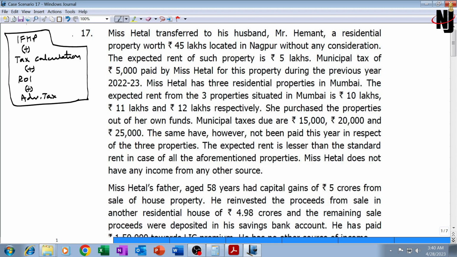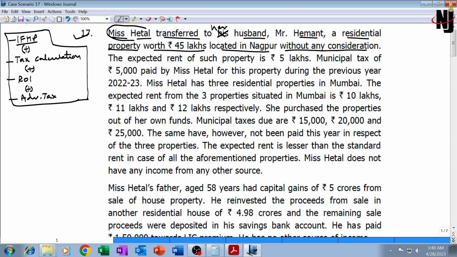Case scenario 17 now, it is on income from house property, tax calculation, return of income and advance tax. So mainly income from house property. Miss Hetal transferred to her husband, Mr. Hemant, a residential property worth 45 lakhs located in Nagpur without any consideration.